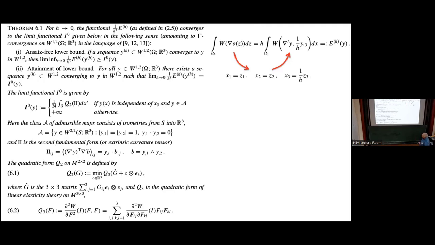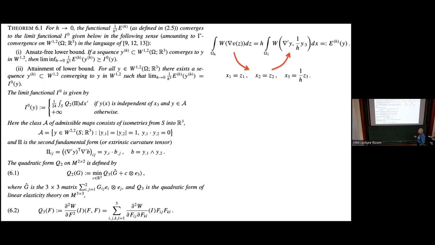And this is a highly accurate way to calculate the energy of a thin sheet. Let's say the quadratic form Q. So there's a quadratic form related to linear elasticity. You might be confused because the result is that you only need to know the energy of linear elasticity to calculate Q2, but the theory is geometrically nonlinear, so it handles those large rotations correctly.